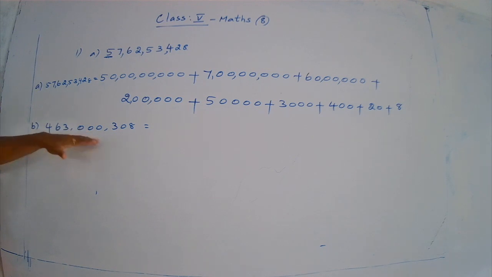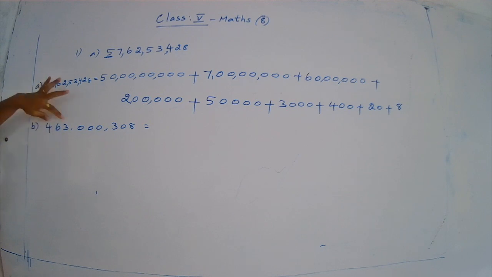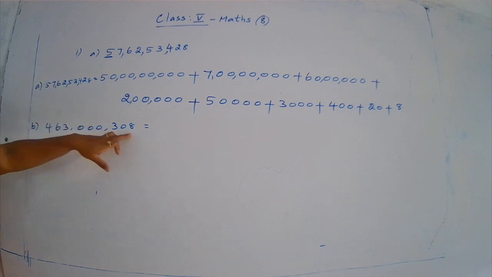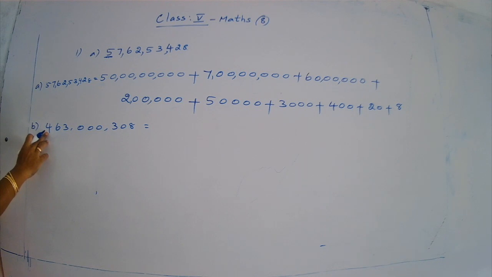Okay, children. Now you read the number: 463,308,000. This is the ones period. This is the thousands period. This is the millions period. Now you write it in expanded form. 463 million. So the first digit is 4. You put the place value of this digit.